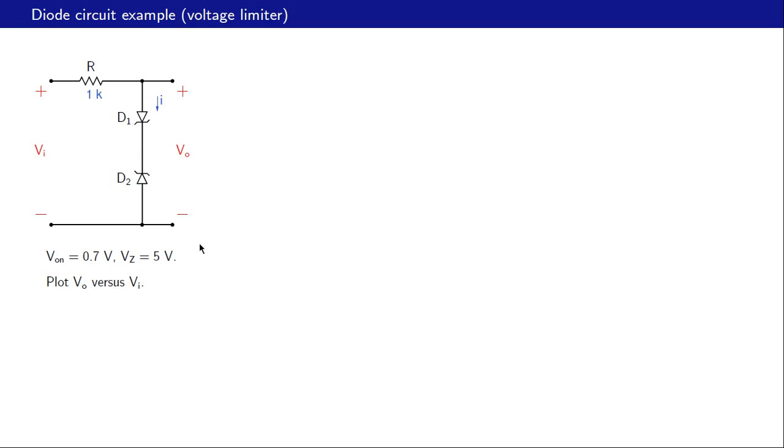Here is a circuit in which the Zener diode pair that we saw in the last slide has been used. This is the input voltage, that is the output voltage, and we want to plot VO as a function of VI, and then we will figure out what function this circuit is performing. Let us take V on equal to 0.7 volts for each of these diodes. That means when they conduct in the forward direction, the voltage drop across the diode is 0.7 volts, and let Vz be 5 volts. That means if the diode conducts in the reverse direction, then the voltage drop across the diode is minus 5 volts.